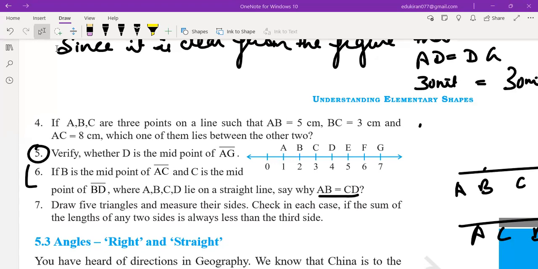Ma'am, I don't understand the sixth one. The sixth one is: if B is the midpoint of AC and C is the midpoint of BD, where ABCD is on a straight line, you have to draw a line and then plot ABCD according to the question. Ma'am, I still don't understand. Okay, okay, leave it. I'll tell you, don't worry. Okay, ma'am.